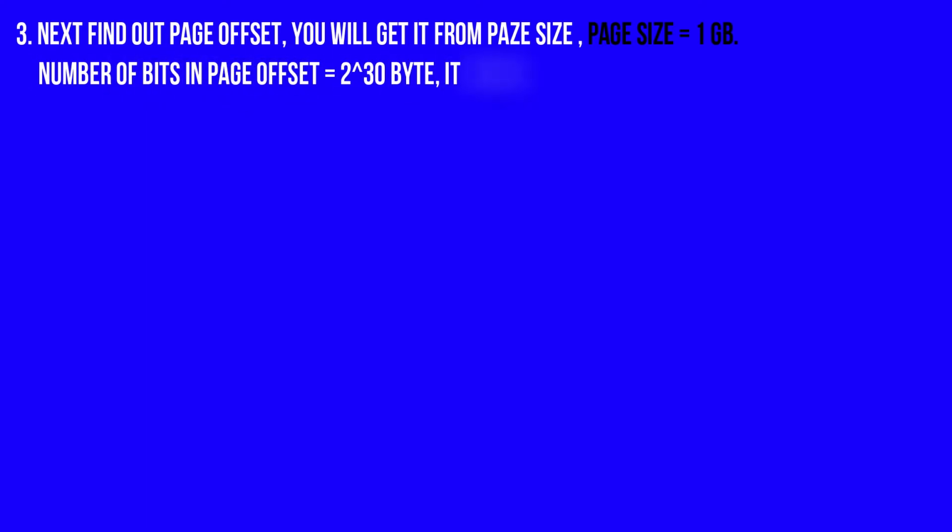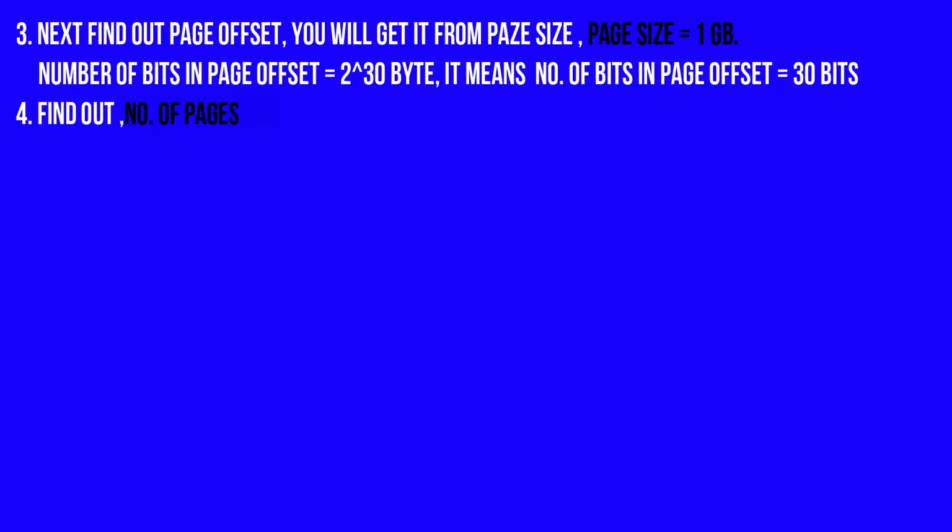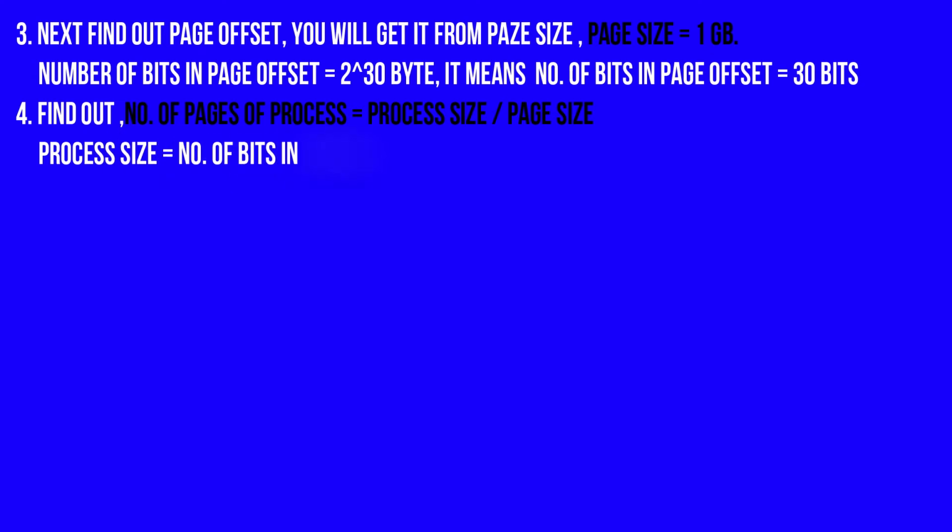Third, next find the page offset. You will get it from the page size, which is already given. Page size equals 1 GB, which is 2 to the power 30 bytes. It means the number of bits in page offset equals 30 bits.